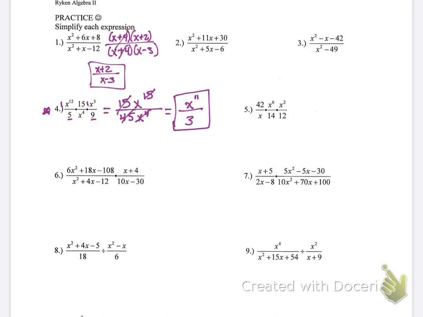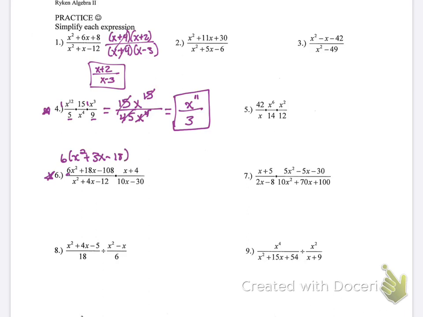So if you can't factor, then you're going to do the type where you just multiply across the top. All right. Number 6 looks tricky. So that's why I wanted to move around here, because you have this 6 out in front. Take a 6 out first. And then we'll go ahead and factor. So that's x squared plus 3x minus 18.